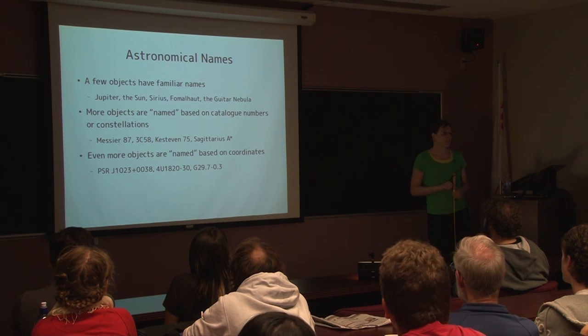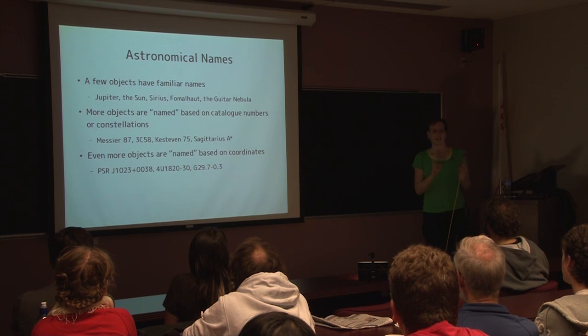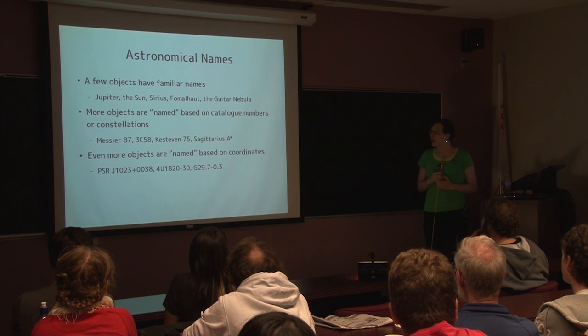And so Messier 87, you might see tonight, if you're lucky, is the Ring Nebula. And it looks like a ring. It's a ball of gas that looks like a ring.